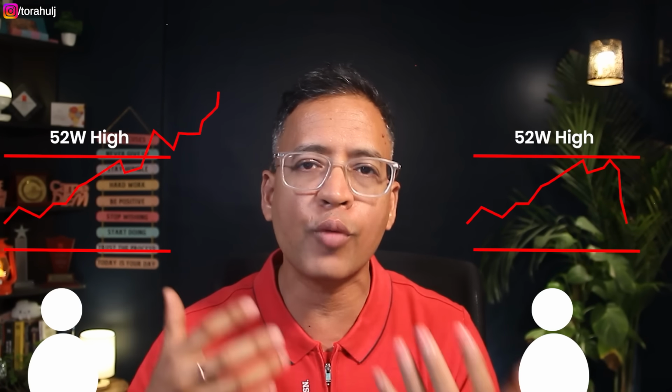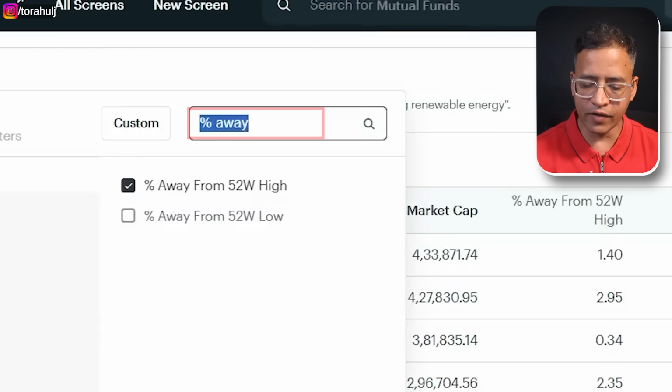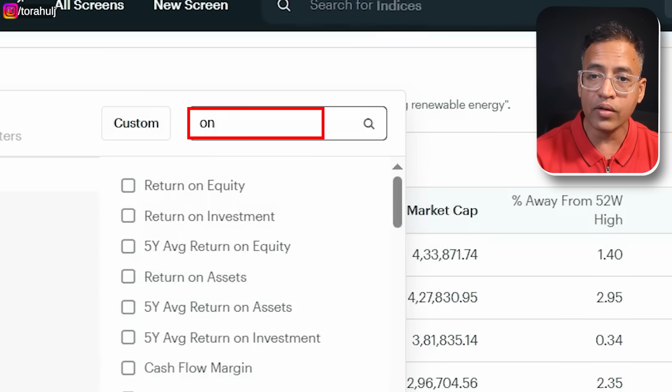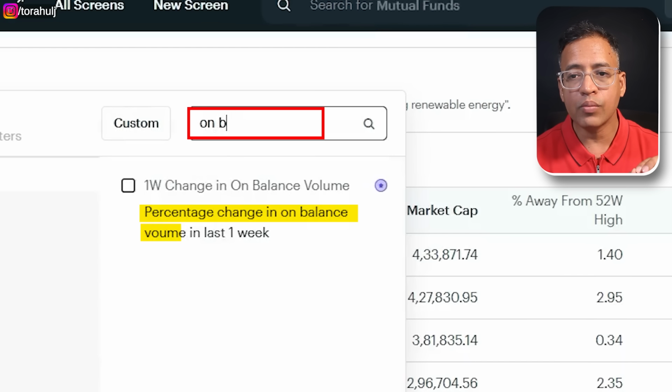Therefore, we need some more parameters to be able to confirm a few other things. Because of that, we are going to introduce a second parameter. The second parameter is also very important. It is called on balance volume, specifically 1 week change in on balance volume.